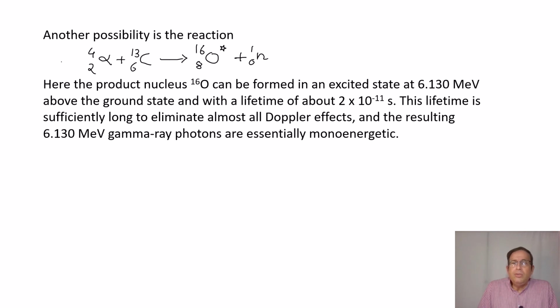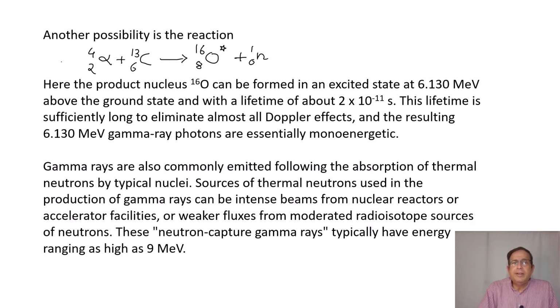So it eliminates all the Doppler effect because the recoiling oxygen nucleus stops before the gamma ray is emitted, because the lifetime of the excited state is large. And so the resulting 6.130 MeV gamma ray is essentially monoenergetic and can be detected by a high resolution detector.